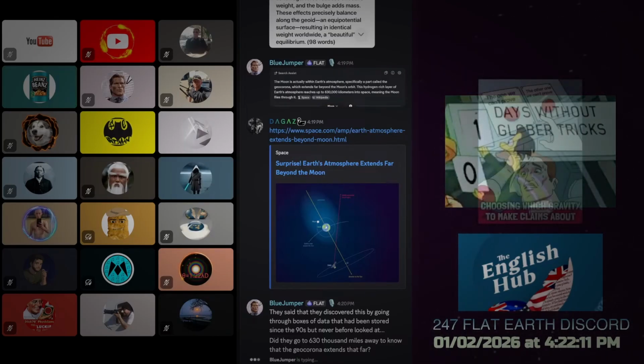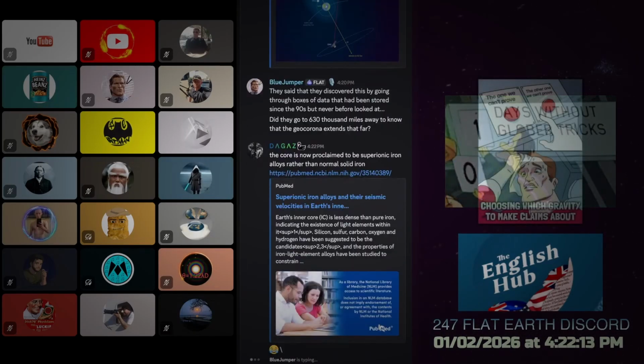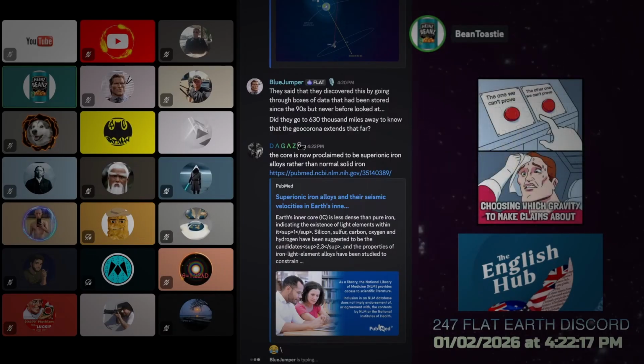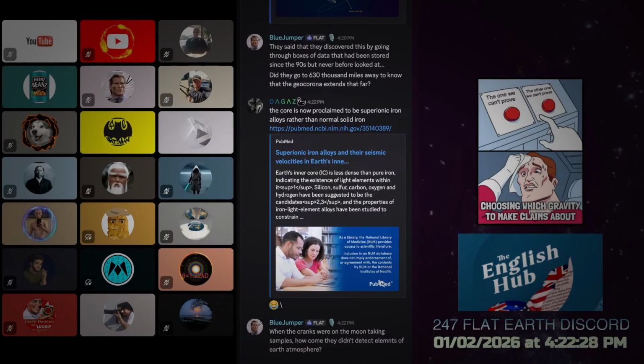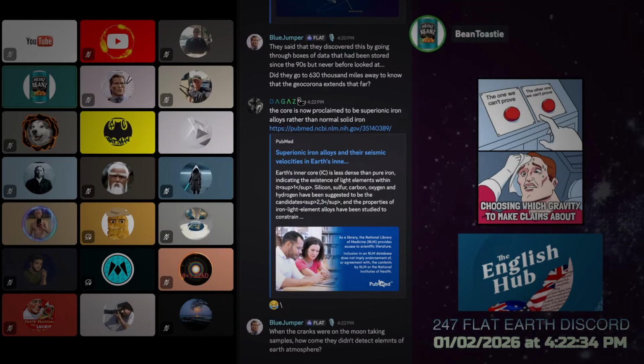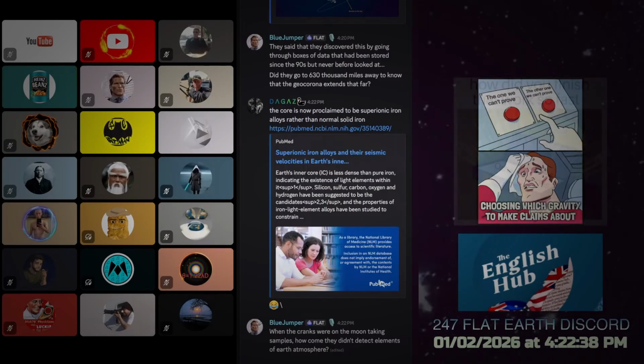Okay. What is this? Super-ionic iron alloys and their seismic velocities. The image isn't even related to the article. Who is this? PubMed? Why is PubMed doing an astronomy internal Earth paper?